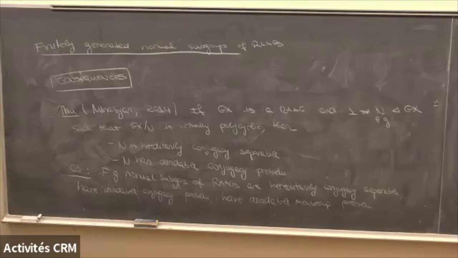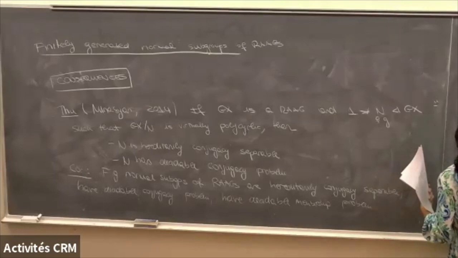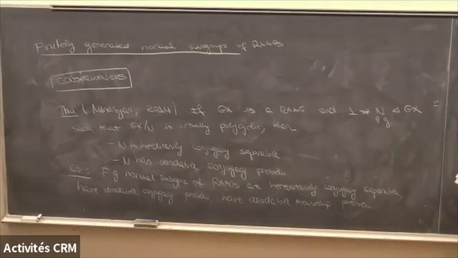But again, I also want to point out that this is a very specific characteristic of right angled Artin groups that doesn't pass to finitely presented subgroups of RAAGs. So the observation here is that the main theorem, so having a quotient that is virtually abelian, is not true for finitely presented subgroups of RAAGs.